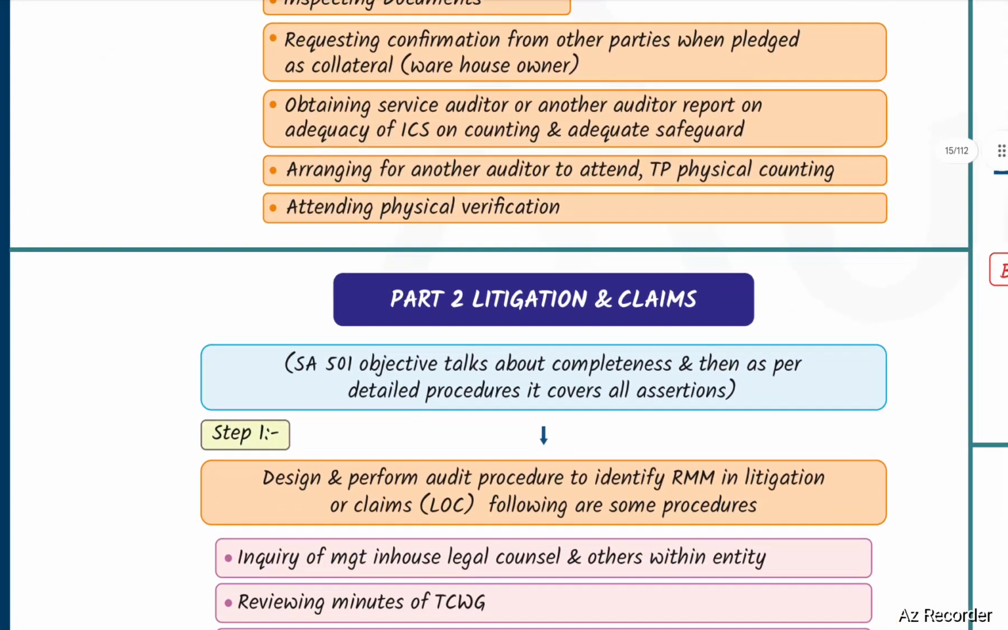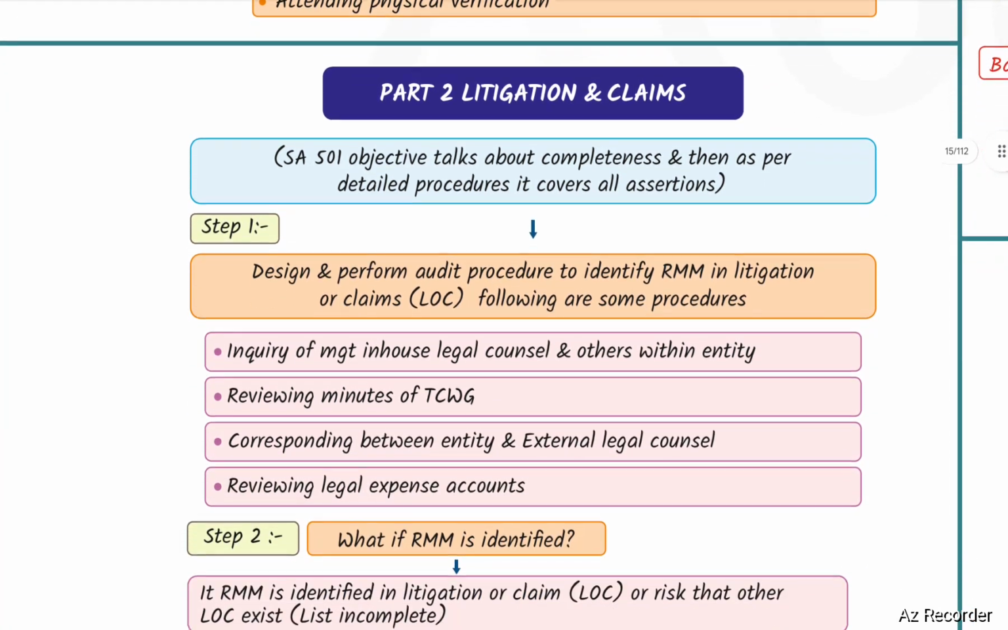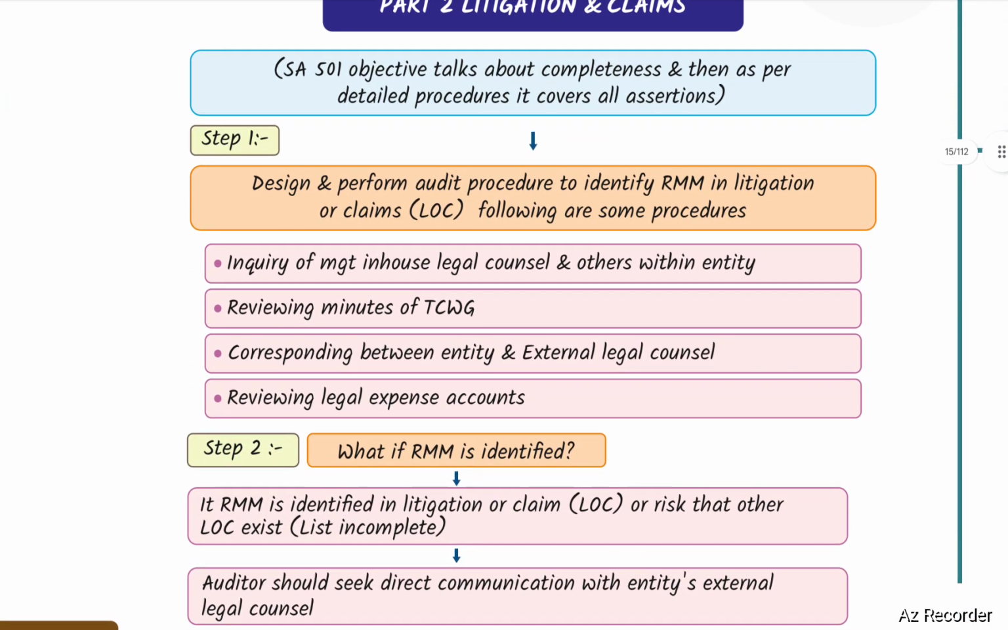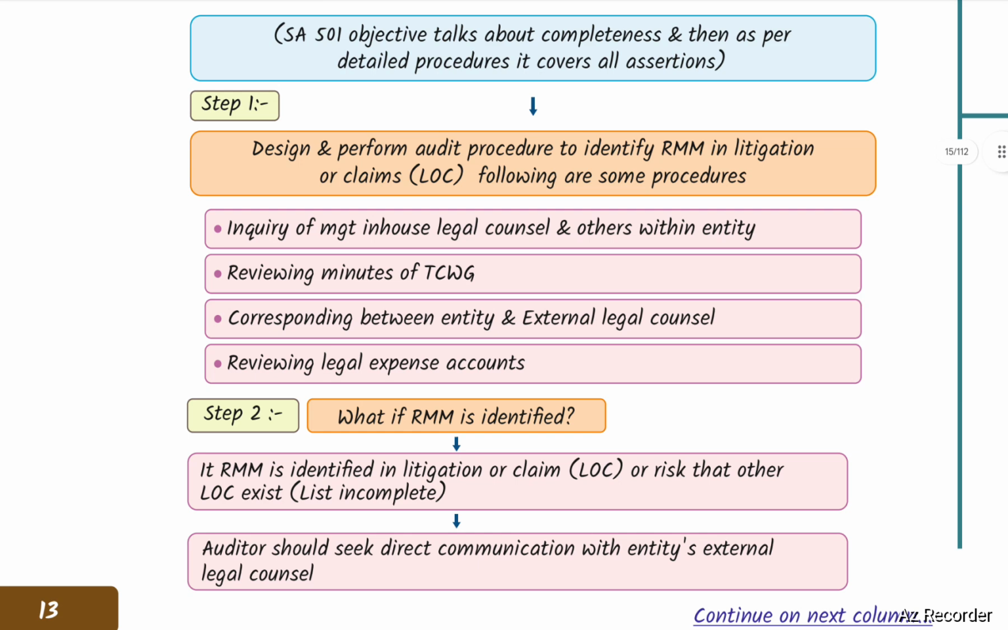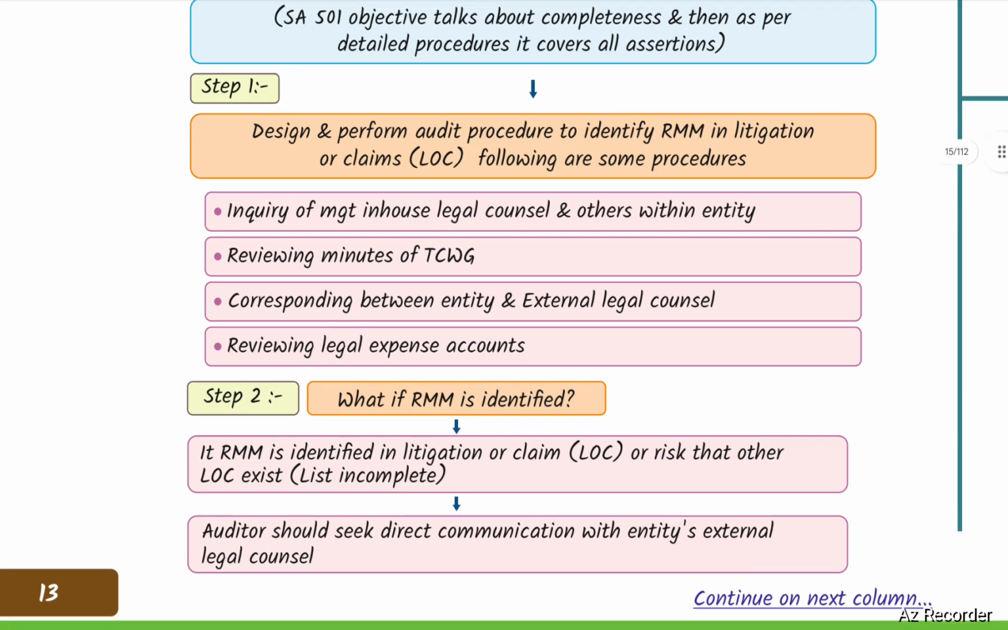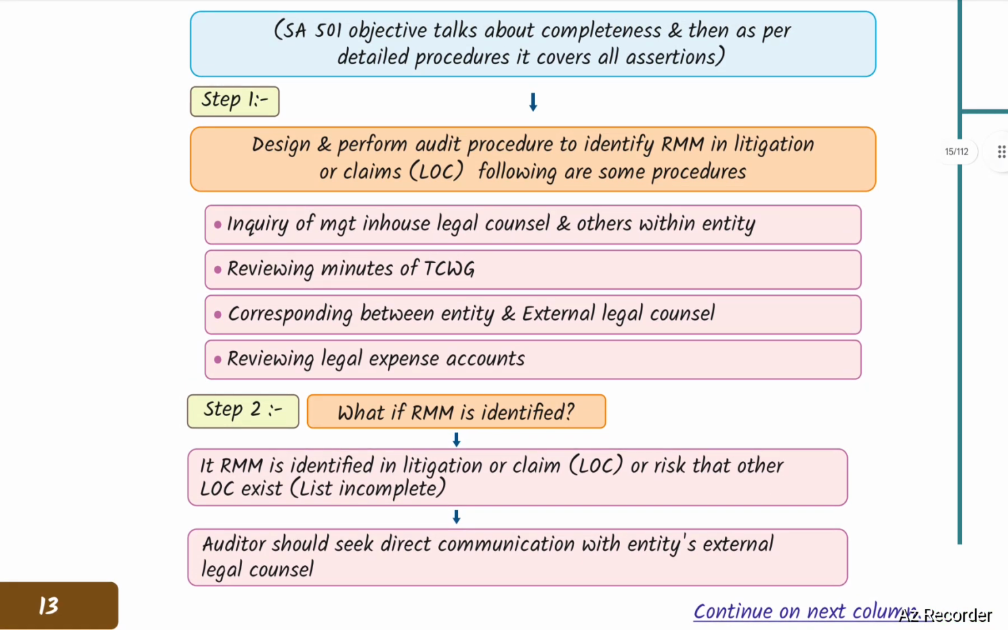Next, part number 2, litigation and claims. The SA 501 objective talks about completeness, and then, as per detailed procedures, it covers all assertions. Step number 1, design and perform audit procedures to identify risk of material misstatements in litigation or claims. Following are some procedures: inquiry of management, in-house legal counsel, and others within the entity, reviewing minutes of those charged with governance, correspondence between entity and external legal counsel, and reviewing the legal expenses account.